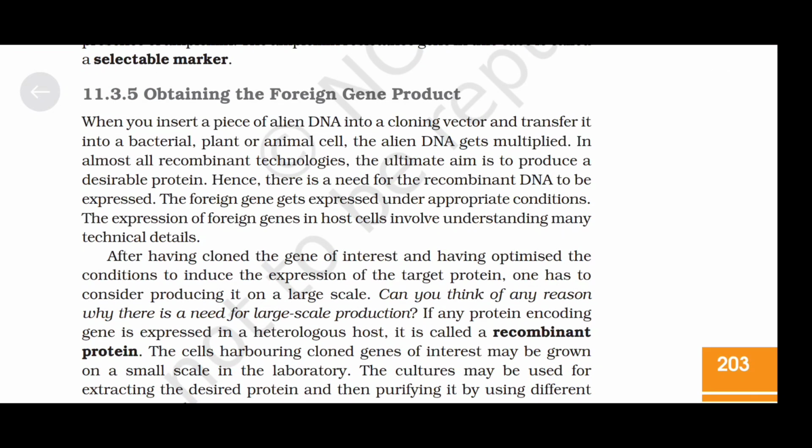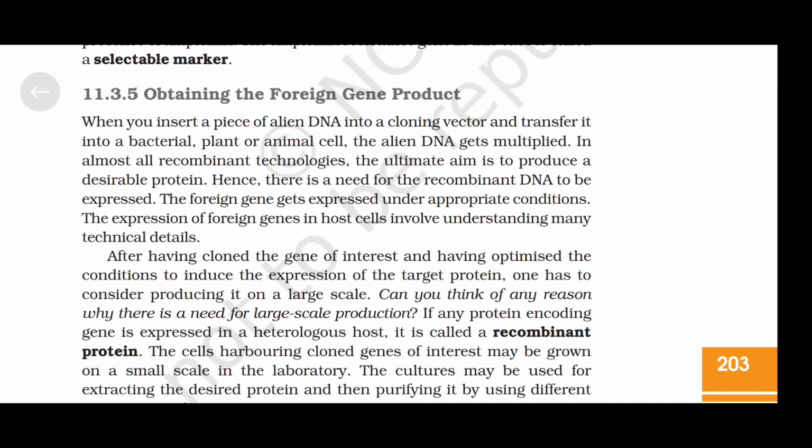Obtaining the foreign gene product. When you insert a piece of alien DNA into a cloning vector and transfer it into a bacterial, plant, or animal cell, the alien DNA gets multiplied. In almost all recombinant technologies, the ultimate aim is to produce a desirable protein. Hence, there is a need for the recombinant DNA to be expressed. The foreign gene gets expressed under appropriate conditions. The expression of foreign genes in host cells involves understanding many technical details.